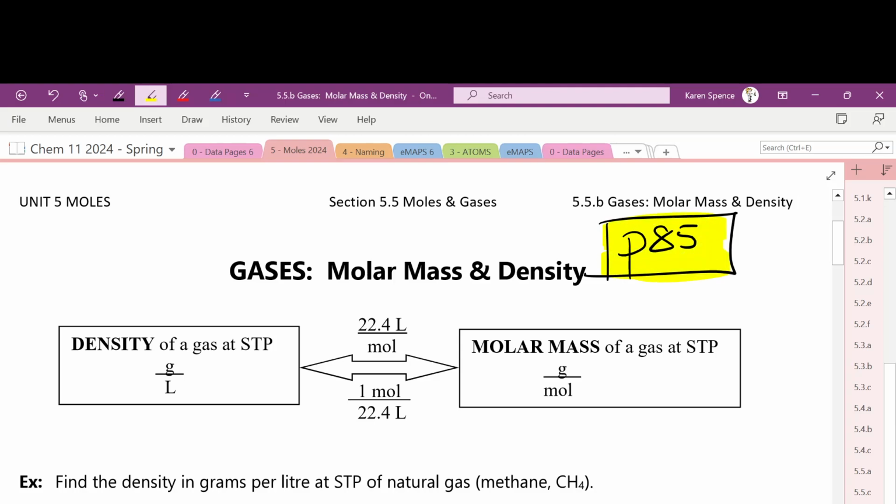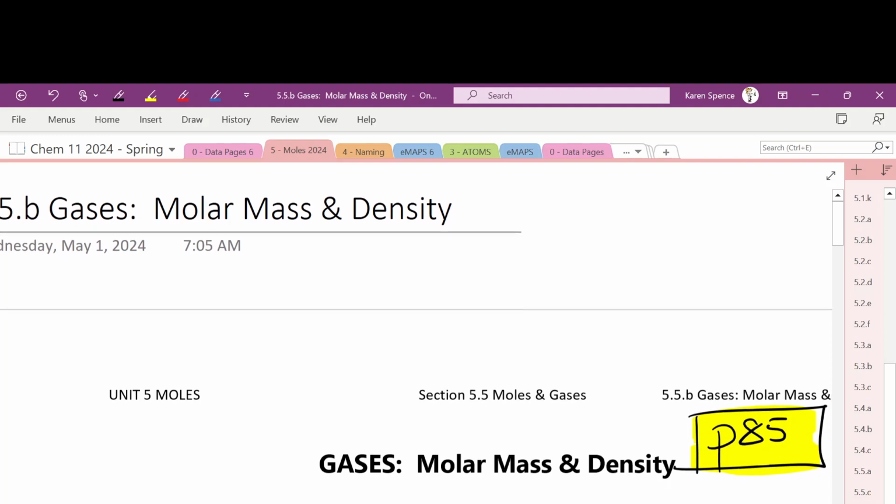Molar mass and density. Tell your partner, how do you find density? Density is the mass over the volume. So in theory, that's like grams over liters. How do you calculate molar mass if it's unknown?